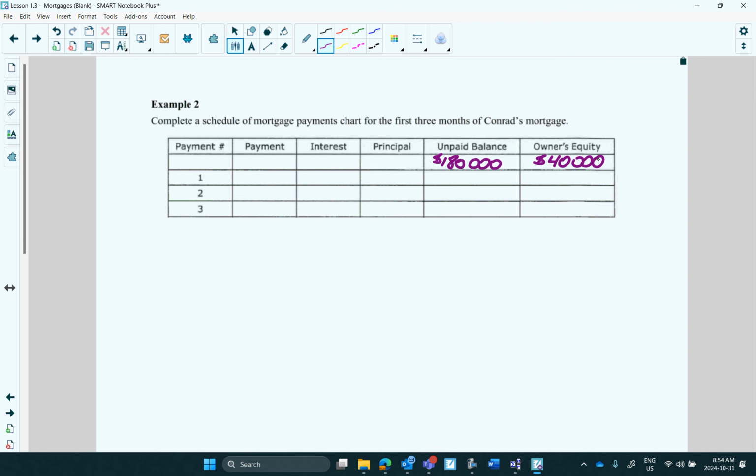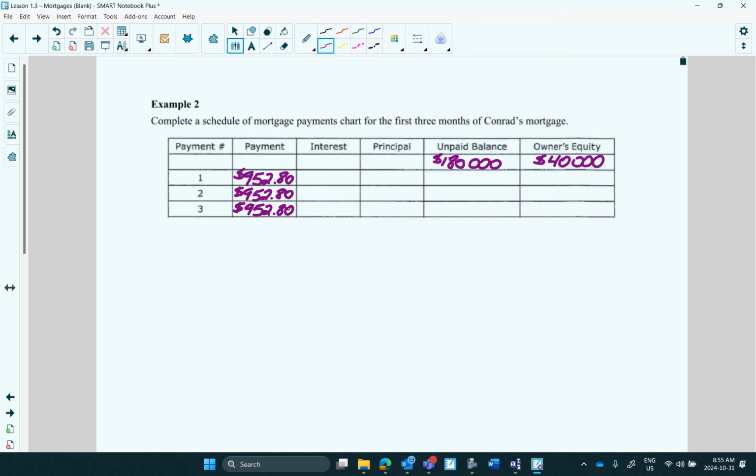The payment, we've already calculated from the table. It's going to be the same, $952.80 every month. That doesn't change. What will change, though, is how much of that is going towards the principal and how much is being charged for interest.